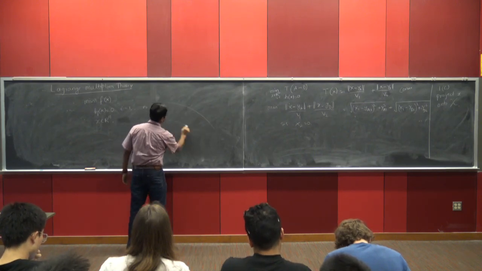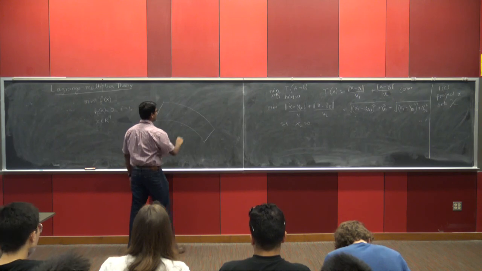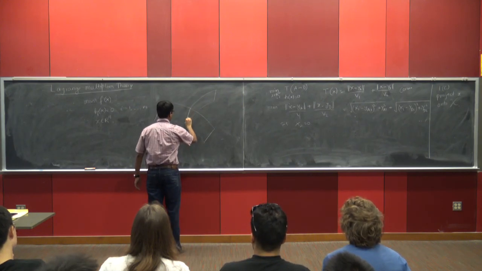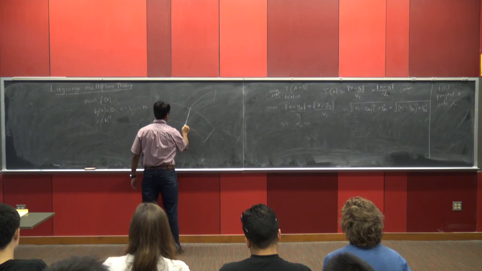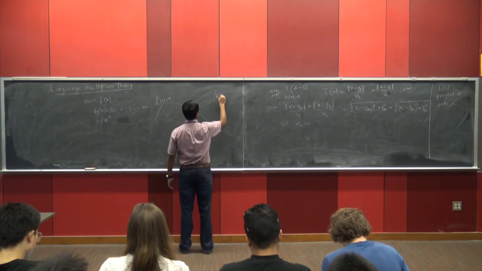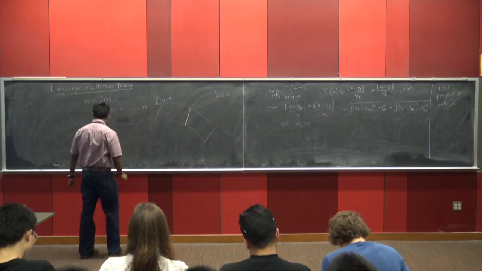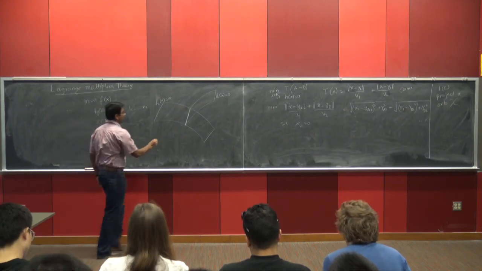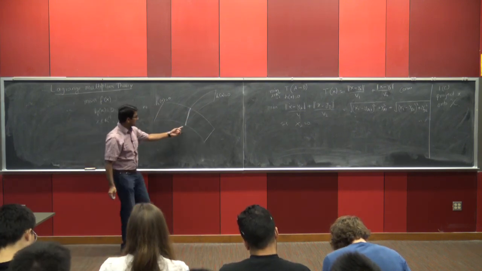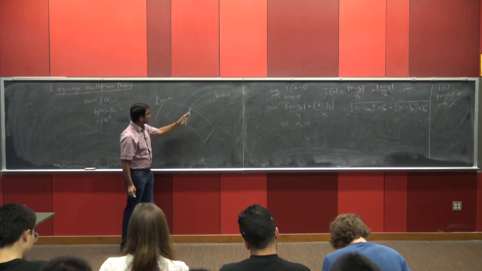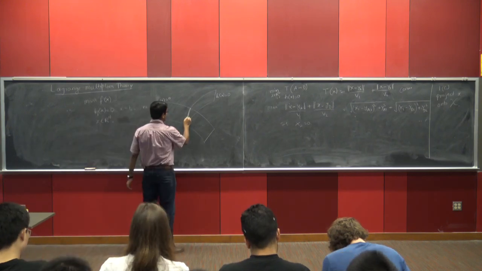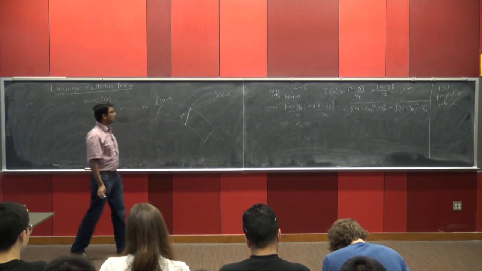So this is my h1 of x. This is my h2 of x. So this is my h1 of x equal to 0. This is my h2 of x equal to 0. So we essentially want to minimize this function over this line. This line, or this curve, is the set where both h1 of x is equal to 0 and h2 of x is equal to 0. And let's say this is my x star.